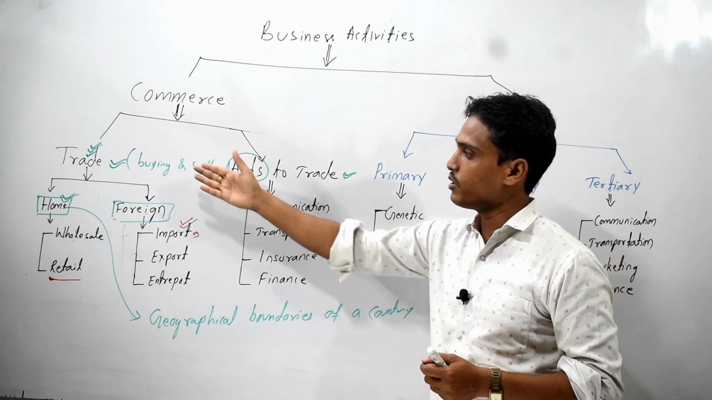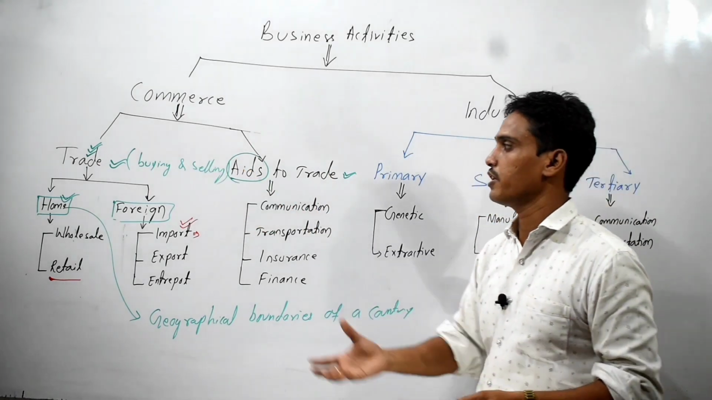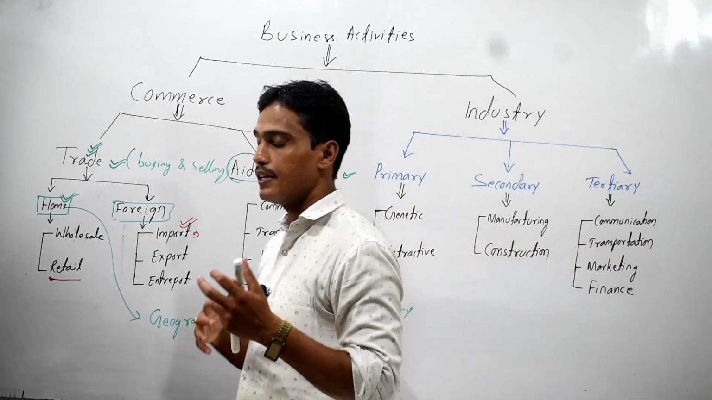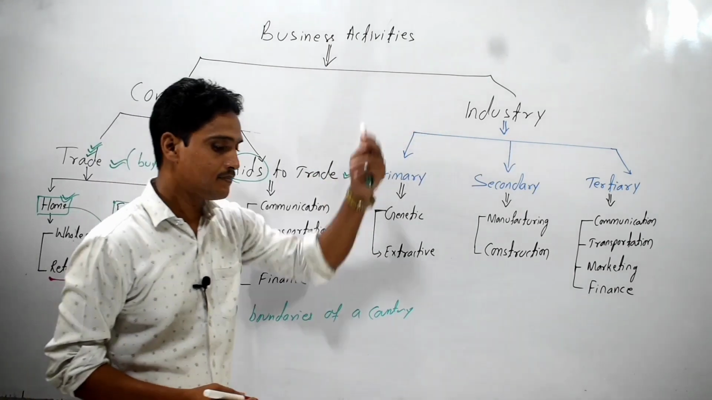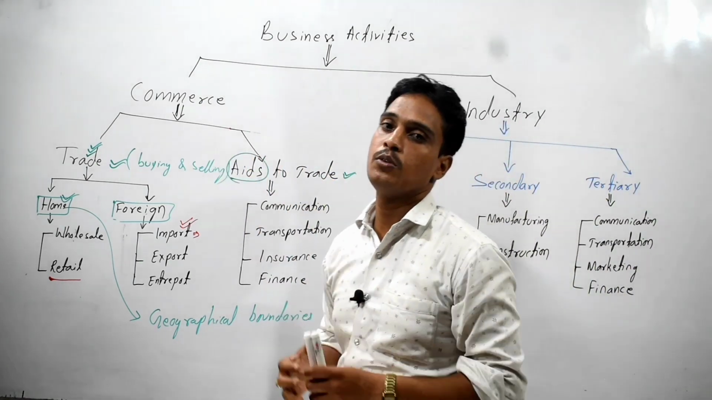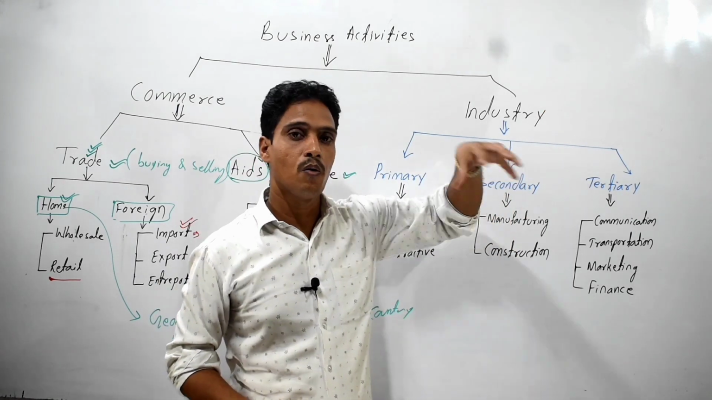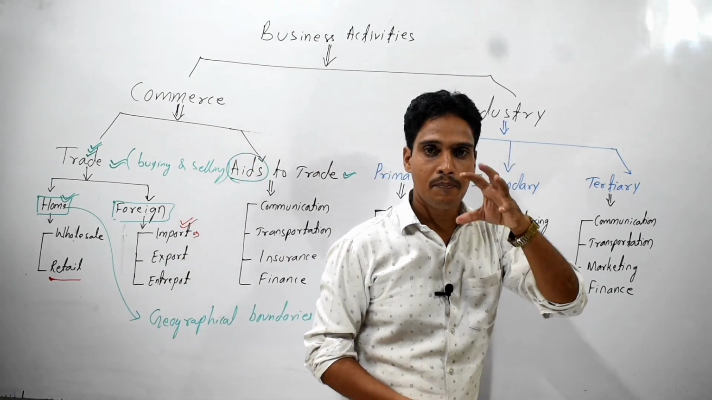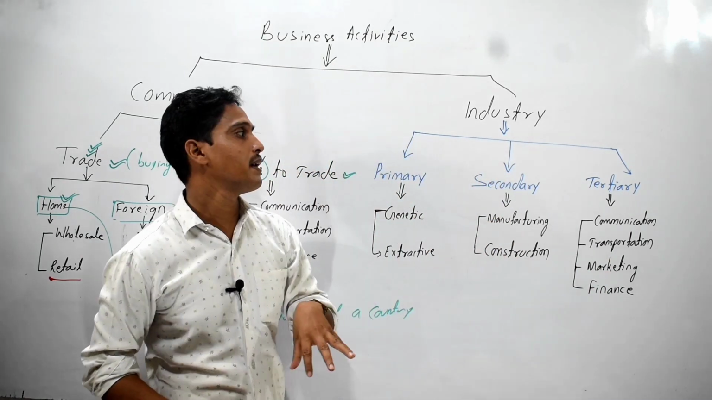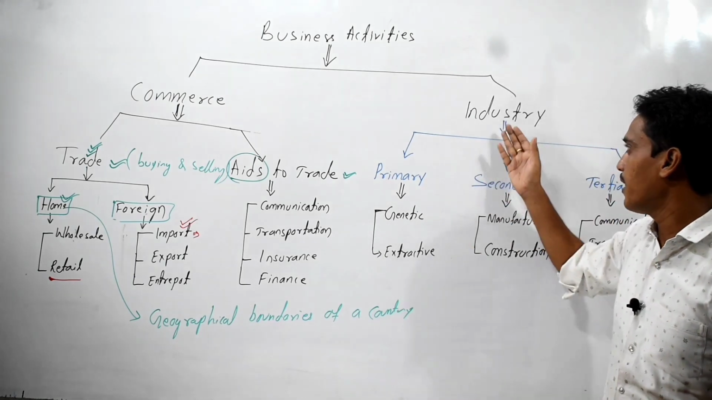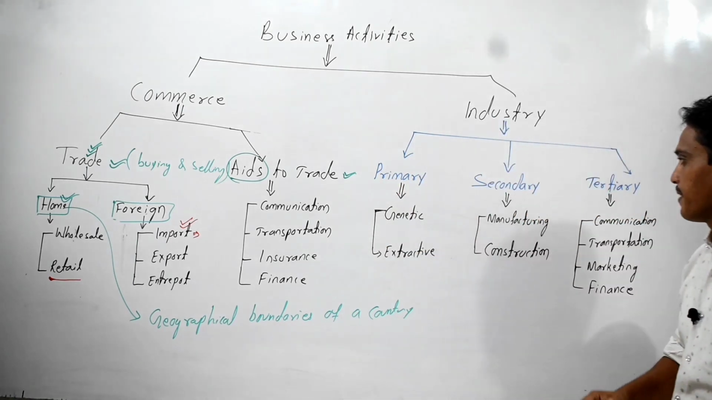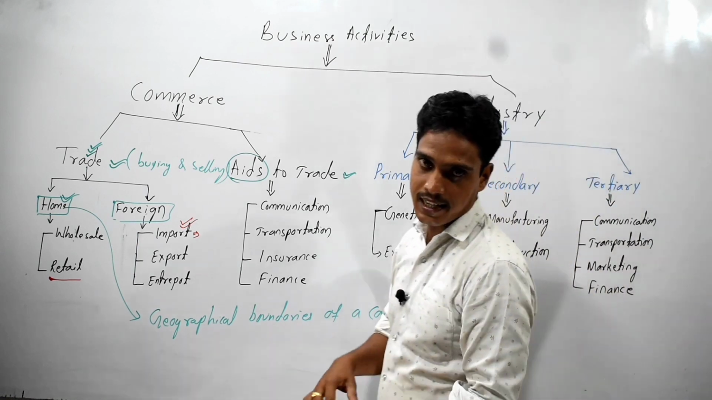And certain activities which support the smooth functioning of trading activities are called aids to trade, which includes communication, transportation, insurance and finance. Let's consider industry. Industry is the place where raw materials are converted into finished product. That means the place where certain business activities are performed to convert the raw materials into finished product or to bring the raw materials into usable condition. That is called our industry, which is broadly divided into three types. That is primary industry, secondary industry and tertiary industry.